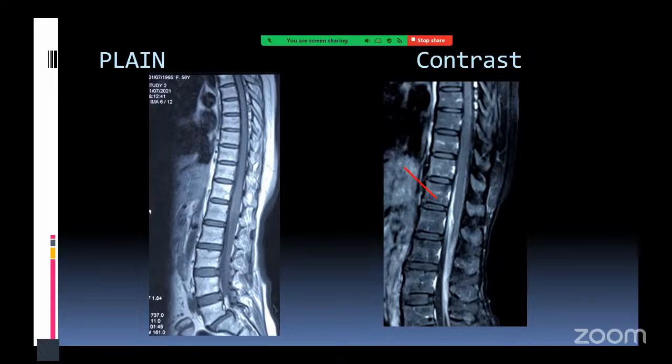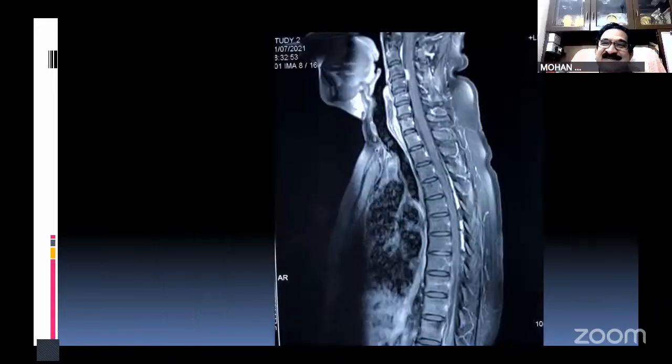Anything in the cervical, sir? Anterior part of cervical. Yeah. There is another lesion in the anterior part of cervical. Did you see that one? So it's got multiple areas of contrast enhancement.